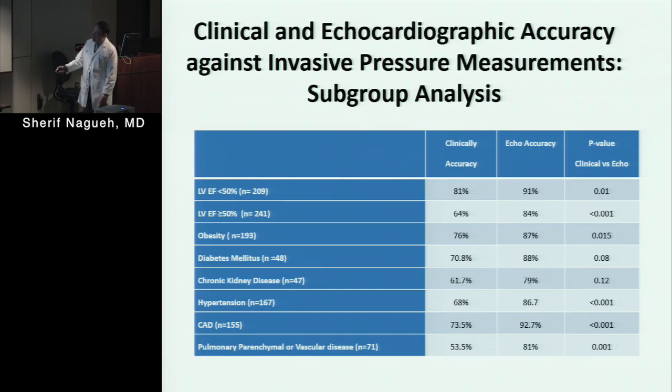The numbers are small as you go into diabetes and chronic kidney disease. Hypertension, important. Coronary artery disease, important. Pulmonary disease, clinical assessment, not good, which is probably not a surprise. But also an important group to correctly identify because there comes the issue of diuretics and what follows from them. Echo accuracy was not the best there, it was 81%.